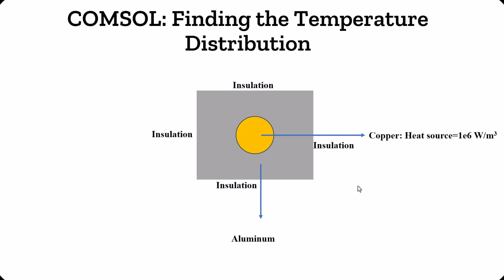Welcome. In this video, I show you how to find temperature distribution of the solid domains. Our model has two domains, one of metal copper and another is aluminum. The boundary conditions of the model are insulation.